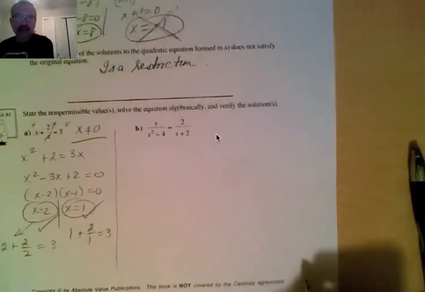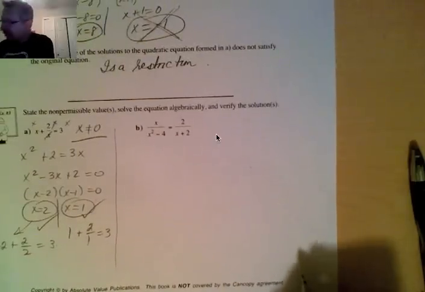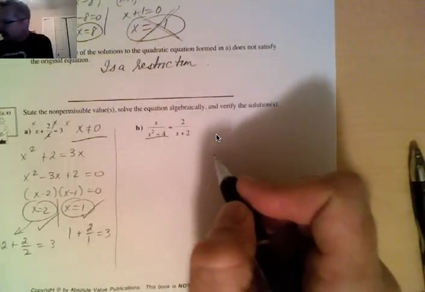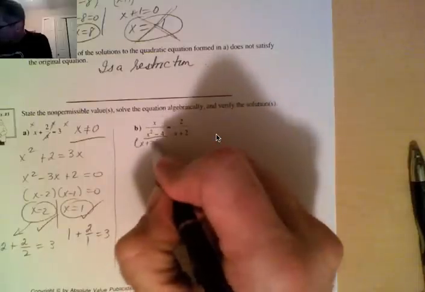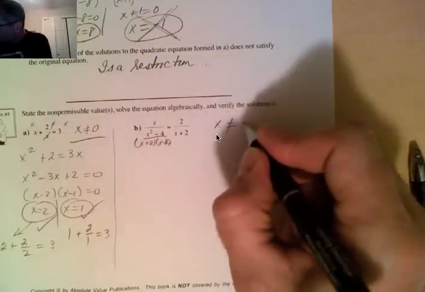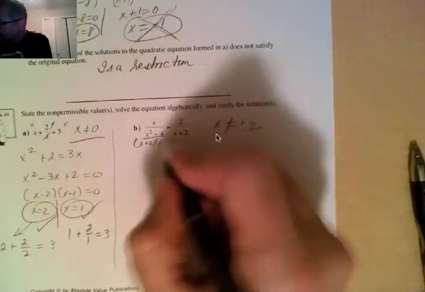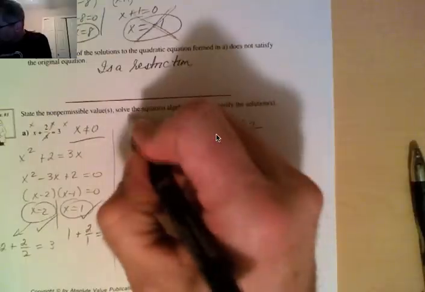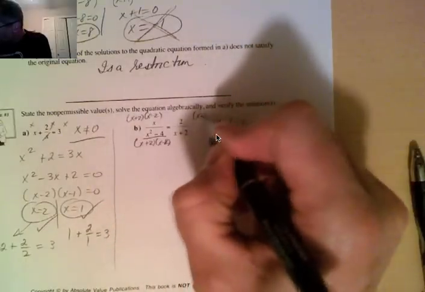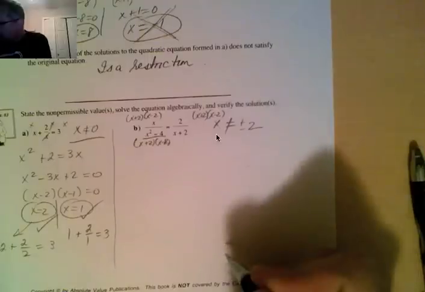Now, in this last example, before we can determine non-permissible values, we have to factor this difference of squares first. So that's x plus 2 and x minus 2. So if we now determine our non-permissible values, plus and minus 2 are our non-permissible values. So that's what we have to multiply both sides of the equation by, is x plus 2 and x minus 2, and x plus 2 and x minus 2.